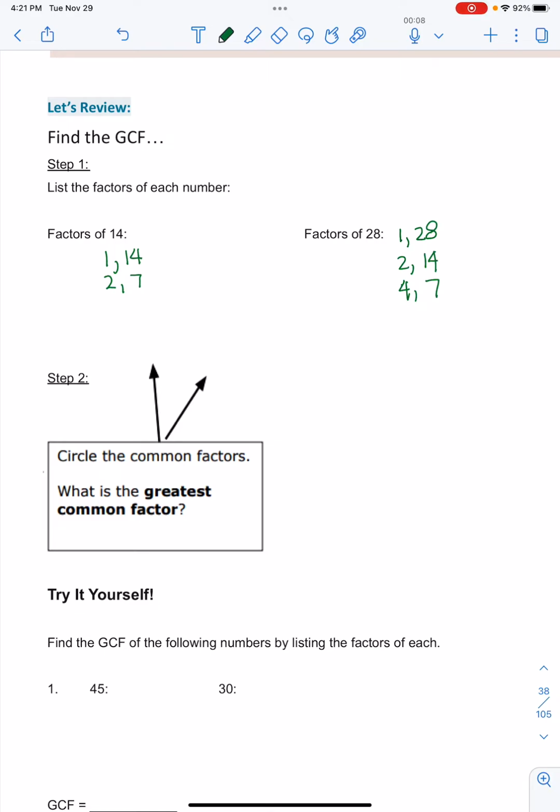So now I'm going to circle our common factors, as it says in step 2. If I circle all of our common factors, I have 2, I have 7, and I have 14. And the one that we want is the greatest common factor. It says, what is the greatest common factor? And that greatest common factor is 14. It's the largest one.